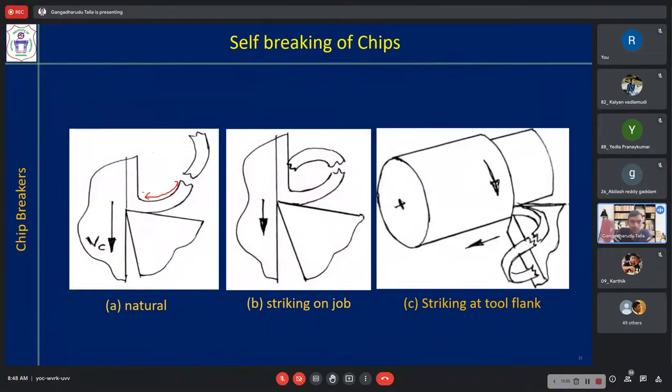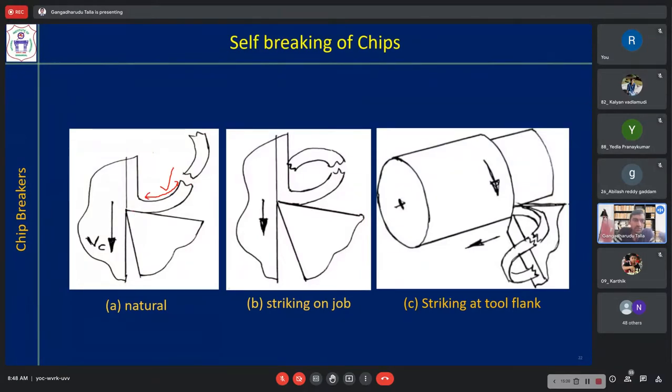Once it is cooling on this side, it will contract. Contraction will take place on that side. The other side will not contract quickly. There is a variation, so naturally the chip will bend or curl due to that. So that is one reason, the main reason.